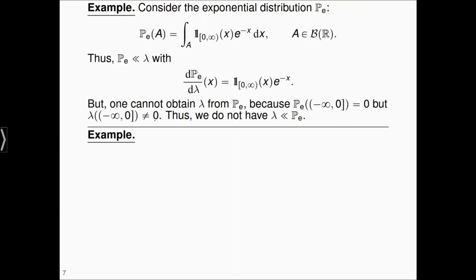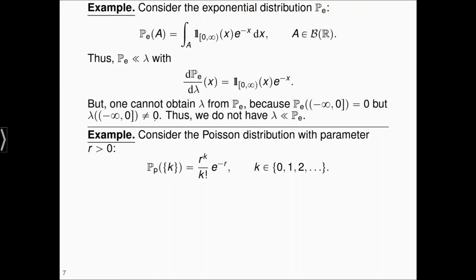Here's the next example, and as you can guess, this has to do with the counting measure. Consider the Poisson distribution with parameter r. I denoted this by PP. The first P is not a parameter here, but stands for Poisson distribution. And I chose the parameter r, not lambda, as is usual for the Poisson distribution, because there's another lambda floating around on this page, which is the Lebesgue measure. And I didn't want you to confuse that.